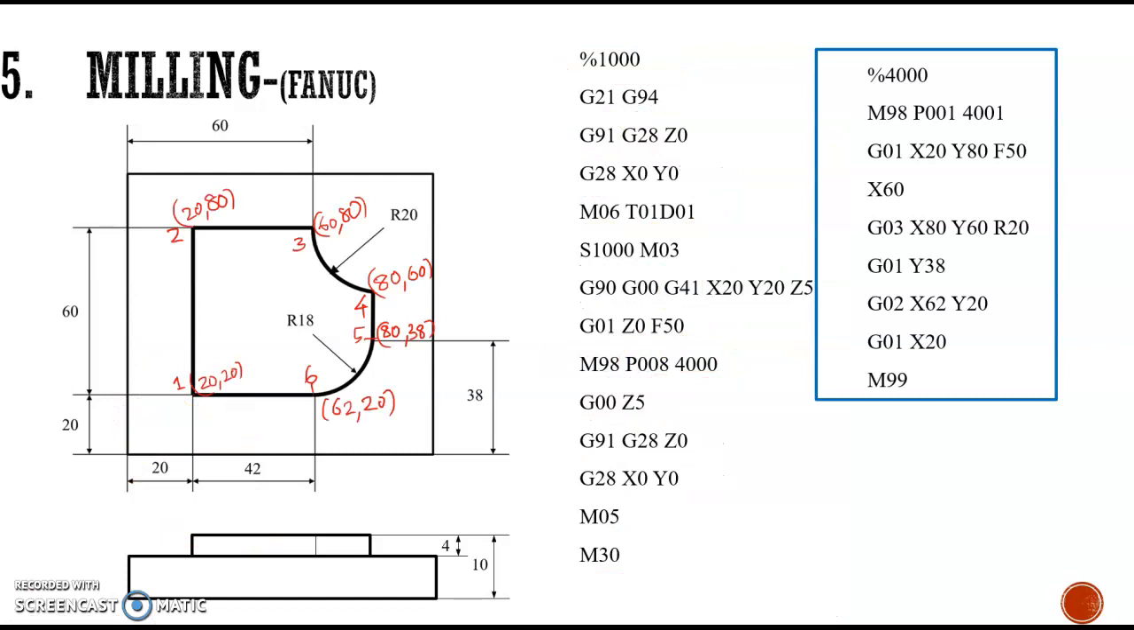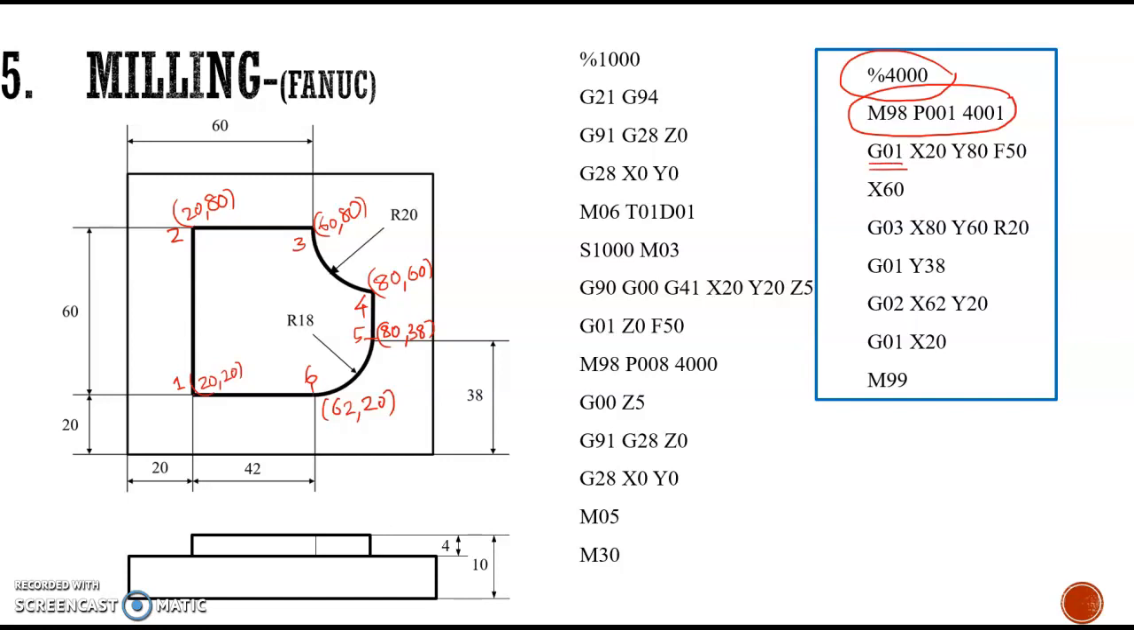Next step is writing the subprogram. The subprogram number is given as 4000. So it is represented in the program as %4000. Then the first block is again another subprogram that we are neglecting for the time being. That will be discussed later. So the first step is G01. G01 stands for the linear interpolation.